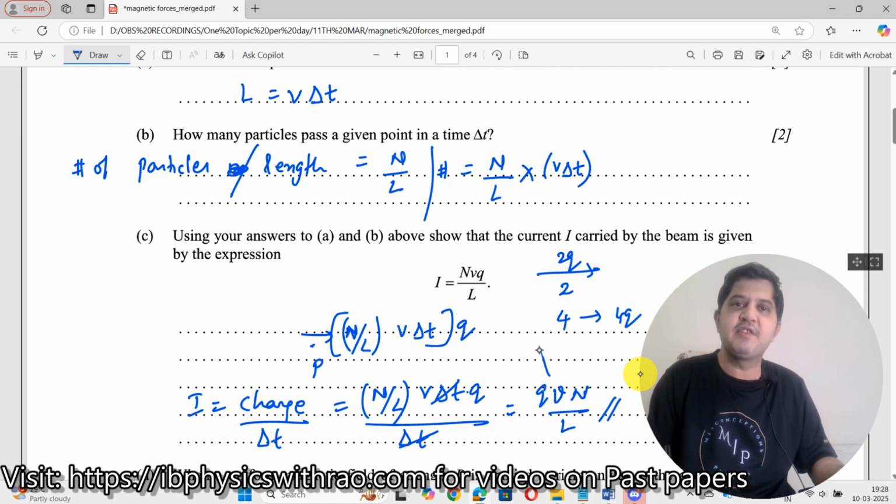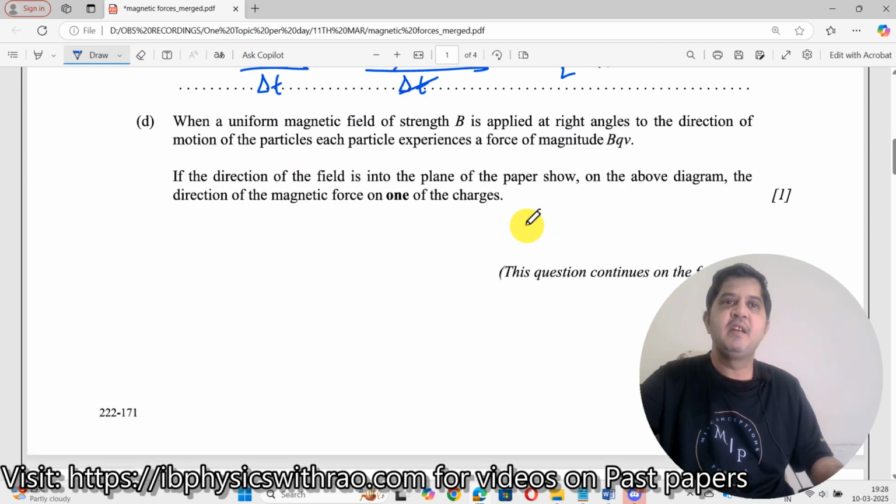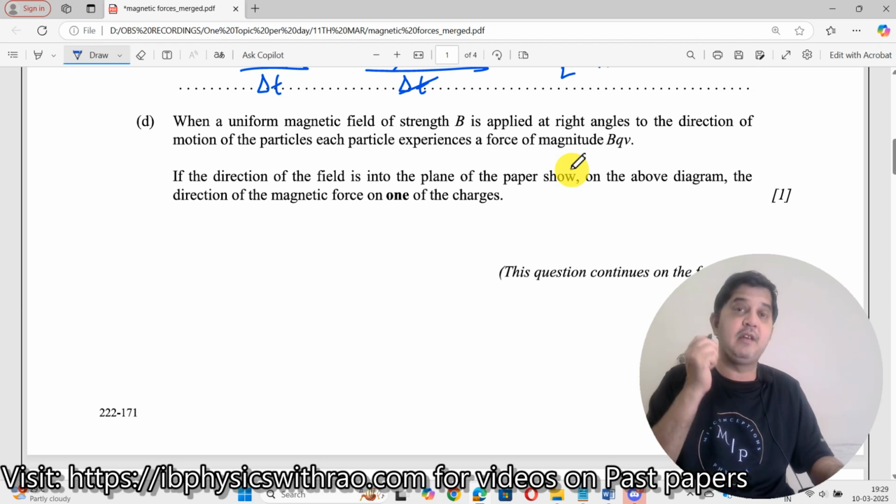Did we arrive at the same equation? We arrived at it. Okay. Now let us move on to the next one. When a uniform magnetic field of strength B is applied at right angles to the direction of motion of the particle, each particle experiences a force of BQV. So now if you apply a field perpendicular to it, it will experience a force BQV.